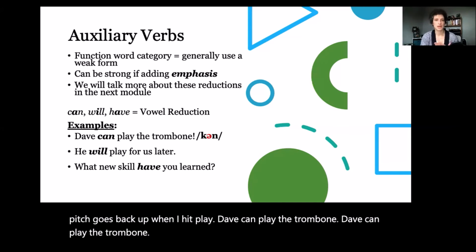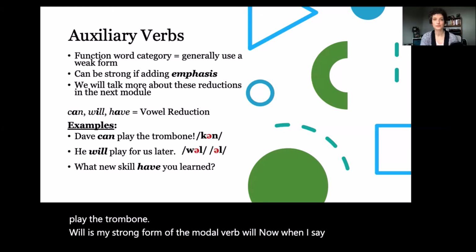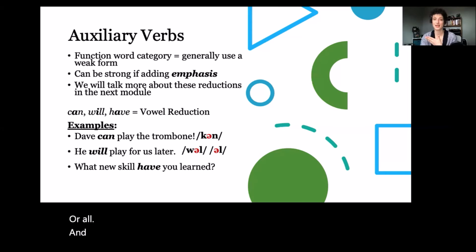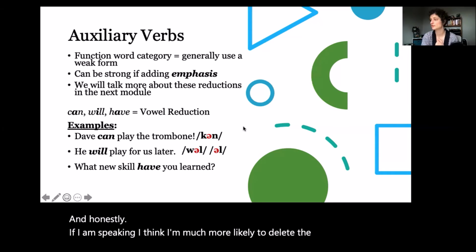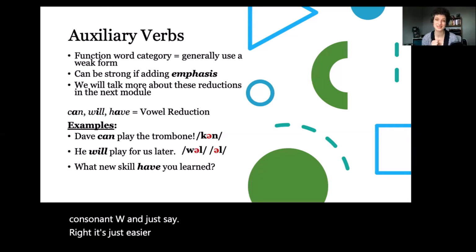Will is my strong form of the modal verb will. Now, when I say it in a weak form, I say wool or ul. And honestly, if I am speaking, I think I'm much more likely to delete the initial consonant W and just say ul, right? It's just easier. Our mouth just goes to what's easiest. So that would be he'll.